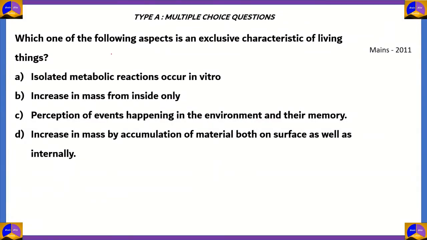Next question. Which one of the following aspects is an exclusive characteristic of living things? So we need to find the characteristic among the four options that is exclusive to living creatures. Now, option A says isolated metabolic reactions occur in vitro. This is incorrect because it is not exclusive. Now, earlier metabolism was thought of as an exclusive characteristic, but after finding that metabolic reactions occur in vitro, metabolism is now not taken as an exclusive characteristic, so option A is incorrect.